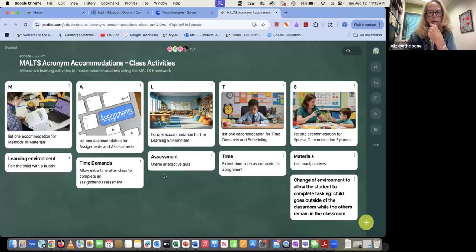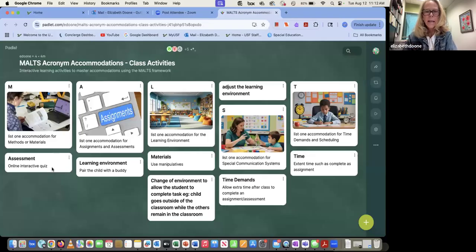An online interactive quiz is a great one for the assessment, the learning environment. Pair the child with a peer buddy. Absolutely. Again, don't let the peer do the work, but have them support. And we know that that peer actually learns more by re-explaining it. And the buddy that's receiving that explanation has now heard something in two different ways, the teacher explanation and the student explanation, and that deepens their learning. So both students benefit from that.